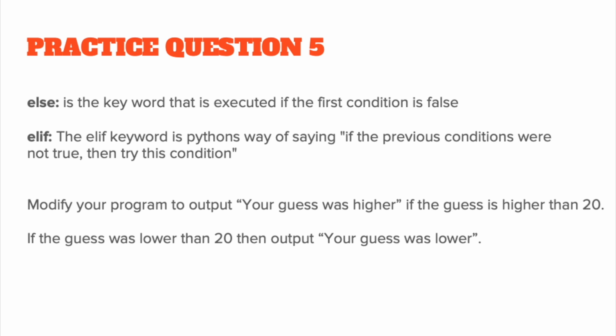So now modify that original program from practice question 4 to output your guess was higher if the guess is higher than 20. And if the guess was lower than 20, then output your guess was lower. You have to use all three parts, if, elif, and else in your code. Pause the video, have a go, and then press continue.